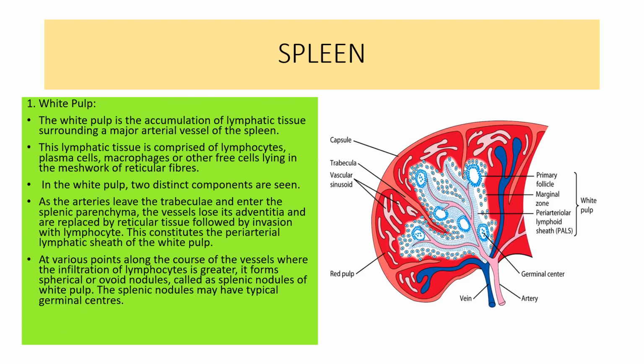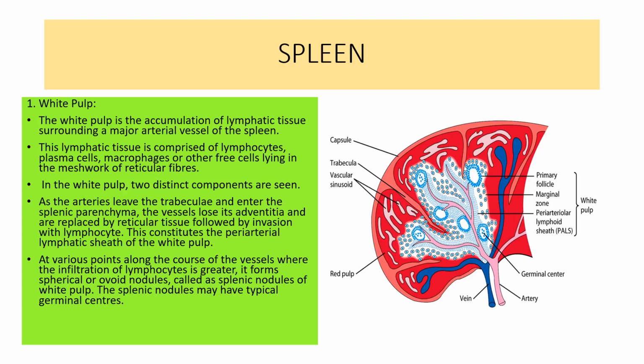White pulp. The white pulp is the accumulation of lymphatic tissue surrounding a major arterial vessel of the spleen. See the pink color. This lymphatic tissue is composed of lymphocytes, plasma cells, macrophages, and other free cells lying in the meshwork of reticular fiber. In the white pulp, two distinct components are seen.